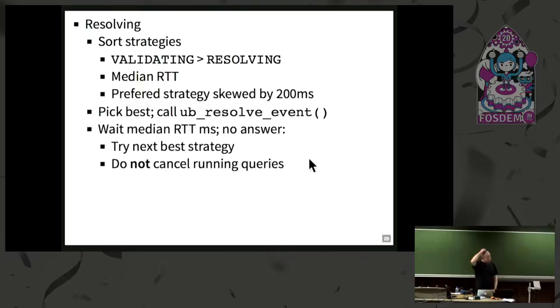So what we're doing is we pick the best strategy, give it to libunbound to do the resolving, and start a timer, which waits the measured round trip time in milliseconds. And if we do not get an answer, we try the next best strategy, and then we wait the round trip time milliseconds, and so on. We do not cancel the already running queries, because we put in all the work already, they're talking to the internet, things are happening, we might as well maybe get a hot cache here. And we also want to know, how terrible is this actually? This will skew the round trip time in the histogram, so the next time we will not actually use this strategy because we already know that it's bad.